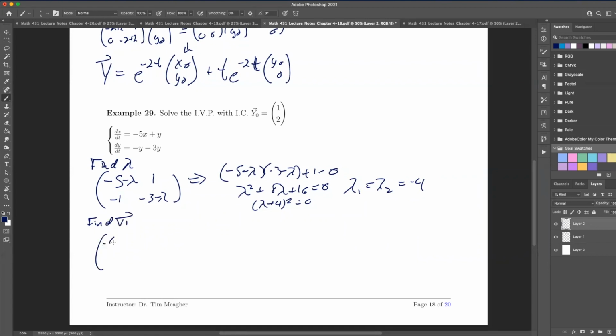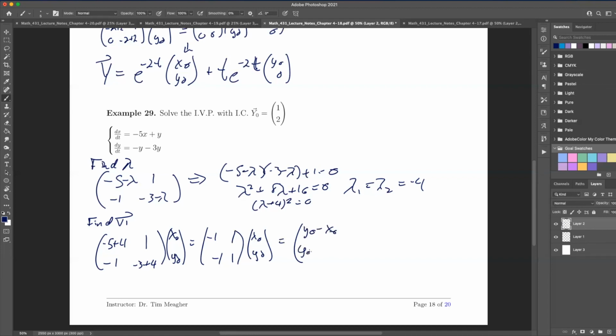v1 is found by taking minus 5 minus minus 4, so it'll be plus 4. 1, negative 1, minus 3 plus 4 times x naught, y naught. Go ahead and make this easier for us. Let's just do the math. So this will be minus 1, 1, negative 1, 1, times x naught, y naught. And so this is equal to y naught minus x naught, y naught minus x naught.